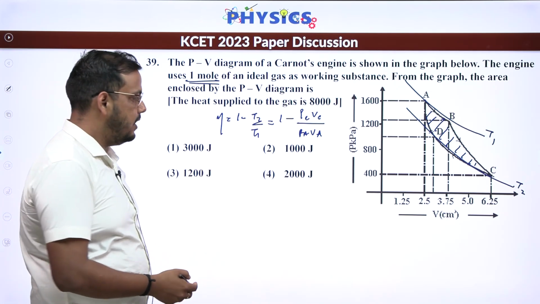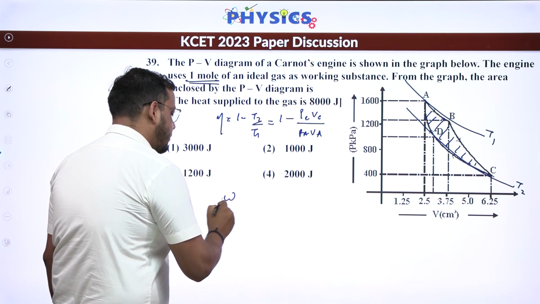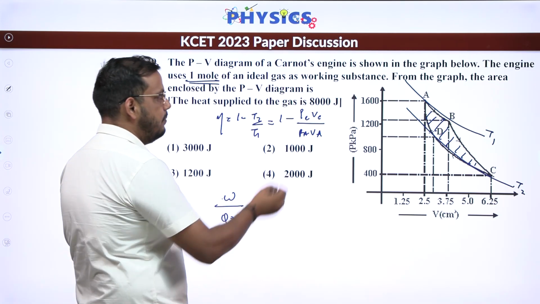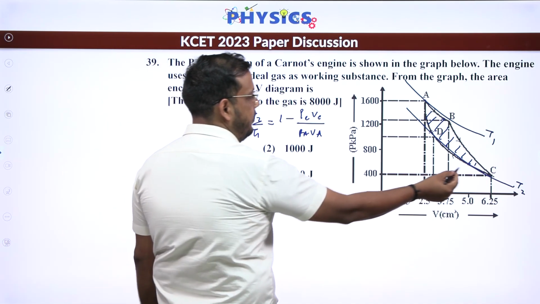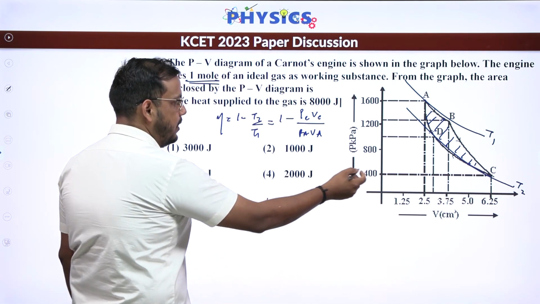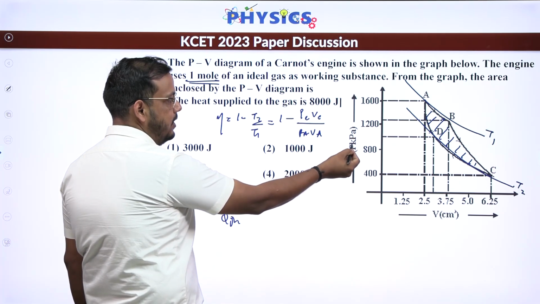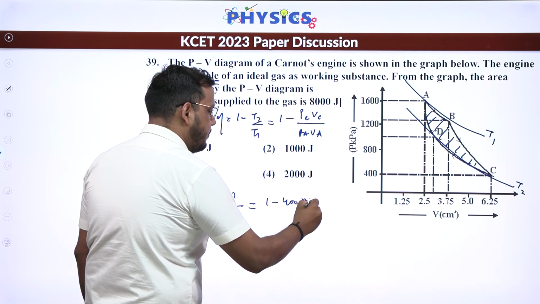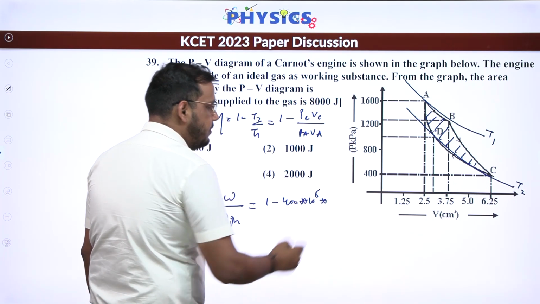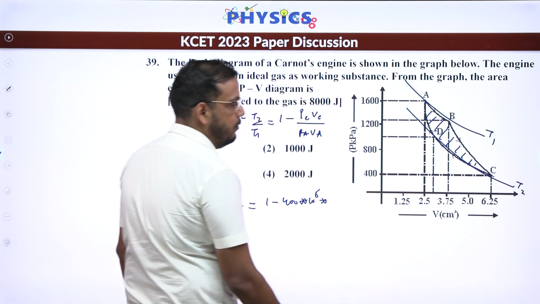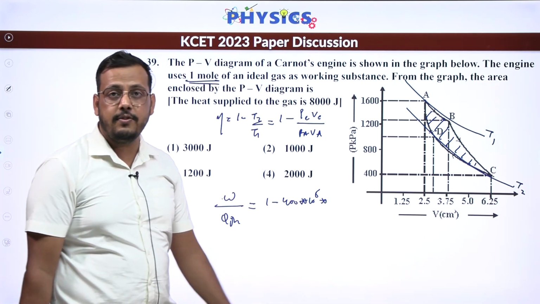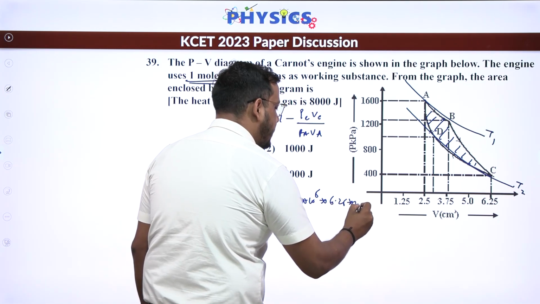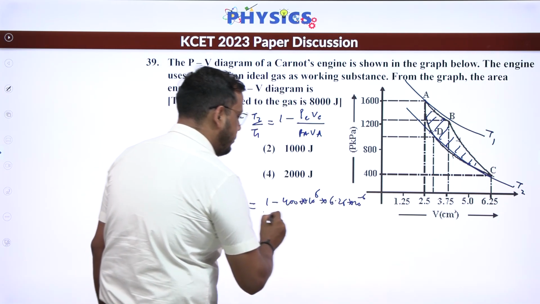Now what is efficiency? Efficiency is defined as work done by heat input, so this is 1 minus. Now we can place the value of pressure at point C. So pressure at point C is 400. You just check the unit here. It is kilopascal. So 400 into 10 raised to power 5. And the volume at the point C is 6.25 centimeter cube, so you have to write in the SI unit. So 6.25 into 10 raised to power minus 6. I have converted into meter cube.